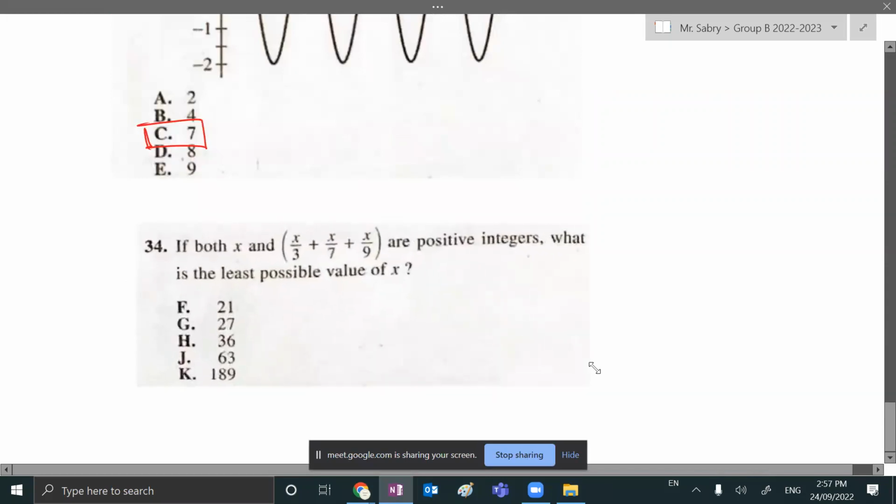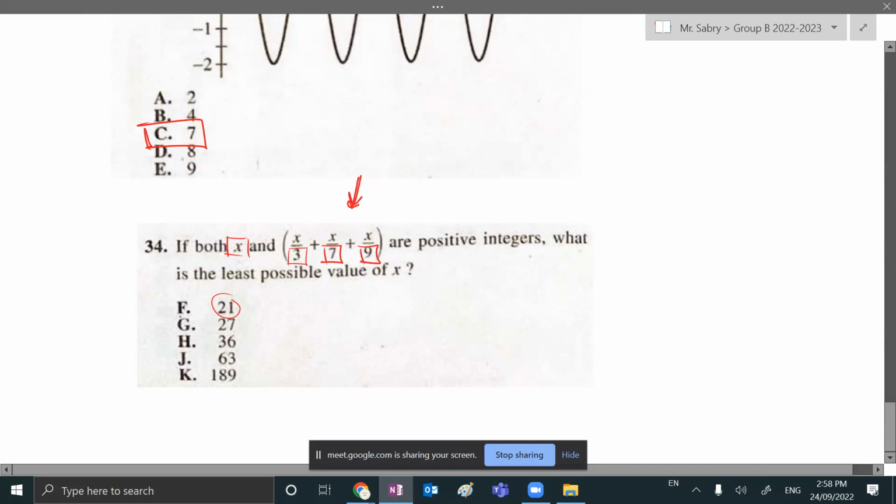So they're saying here if x and this whole thing are positive integers, what is the least possible value of x? So x needs to be an integer. So when you look at the choices, they're all integers. It could be any of them. But also this needs to be an integer. So you just need to put it on a calculator, make sure that the number that you pick is divisible by 3 and 7 and 9.